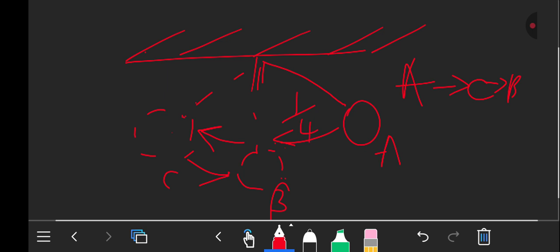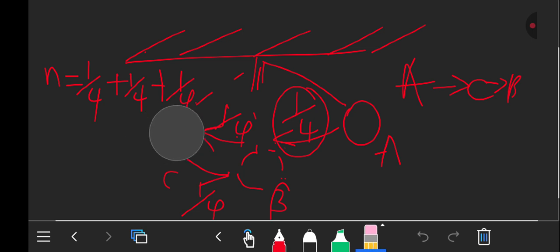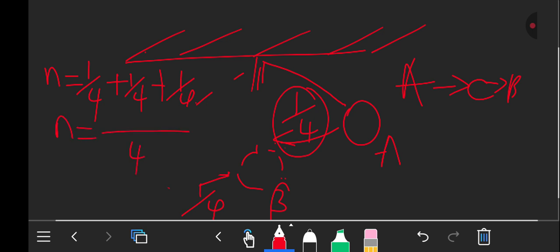So we said that is a quarter. It has also made a quarter there, and coming from C to B, it has also made another quarter. So what is the number of oscillations? To determine it, we're going to say 1 over 4, which is a quarter there, plus the other quarter there, plus the other quarter there. Okay? So what are we going to find? n is equal to, the common denominator is 4, so 1 plus 1 plus 1 over 4. We'll discover that n is equal to 3 over 4.